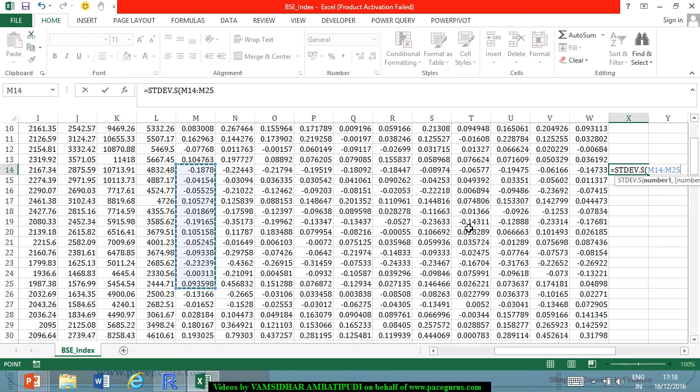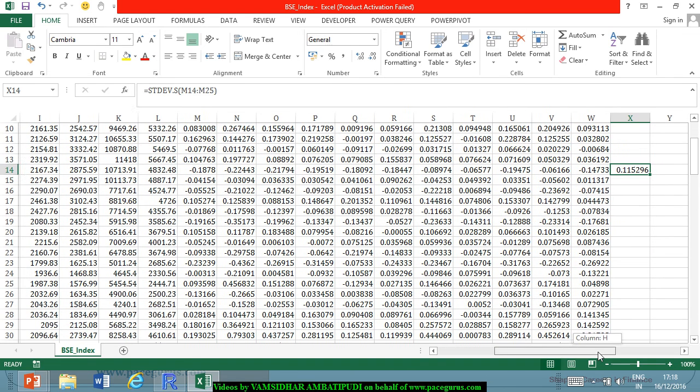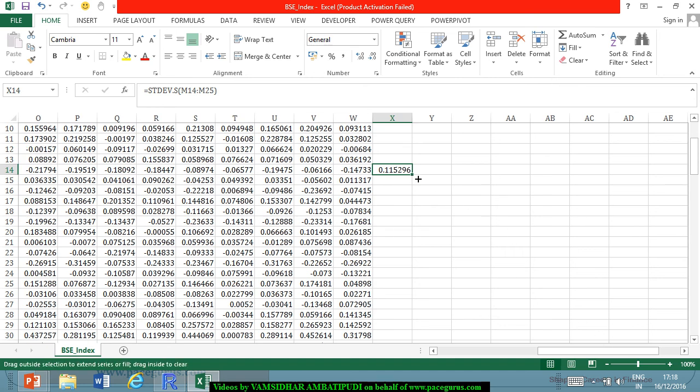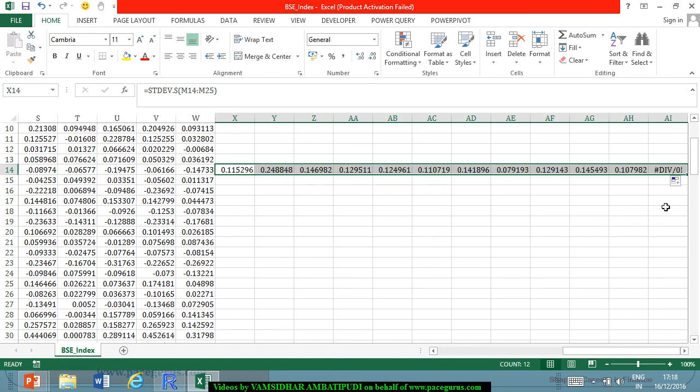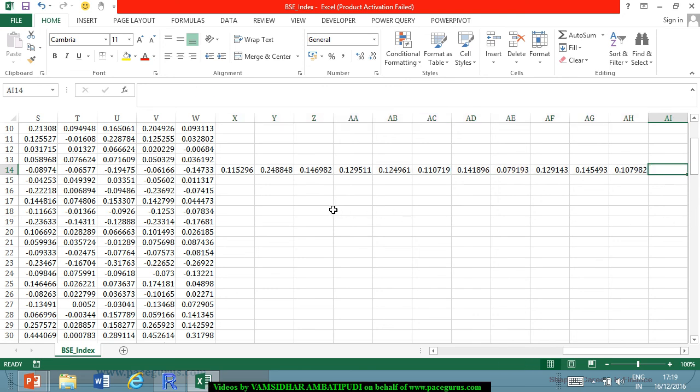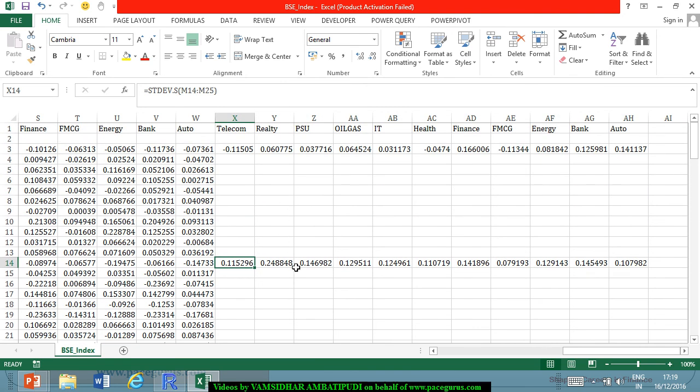Right, these are the standard deviations in this particular sector, the telecom sector, in 2000. So the monthly standard deviation is working out to 11.5%, right? And probably the other sector, the reality sector, went to 24% in 2008. PSU is much lesser, 14%, 12 in oil and gas, 12 again in IT, 11 in healthcare. FMCG has a very low standard deviation in 2008.